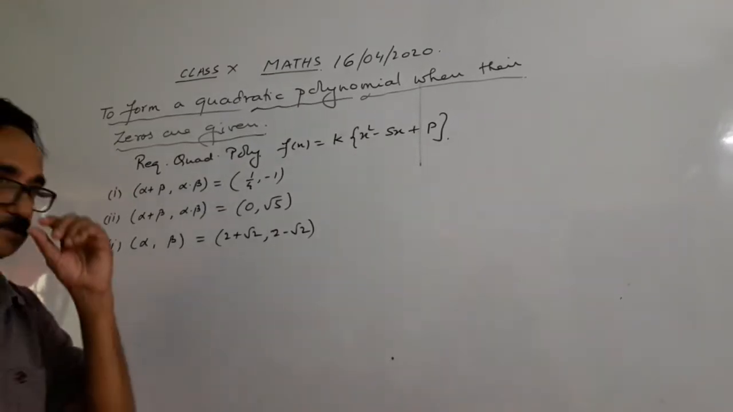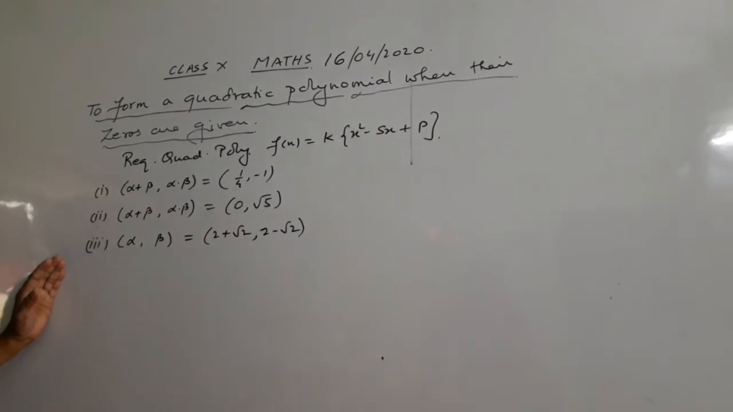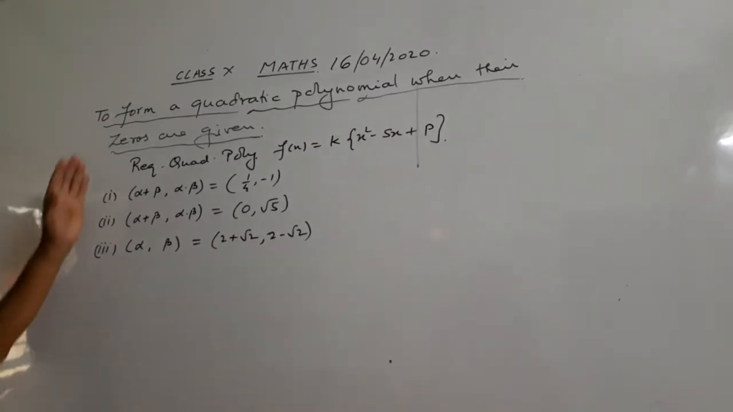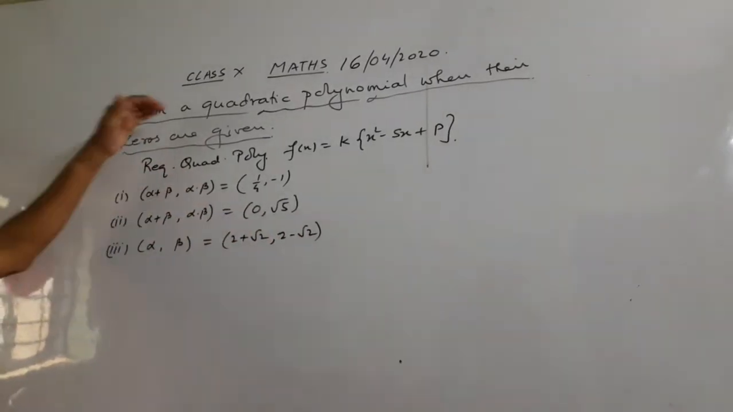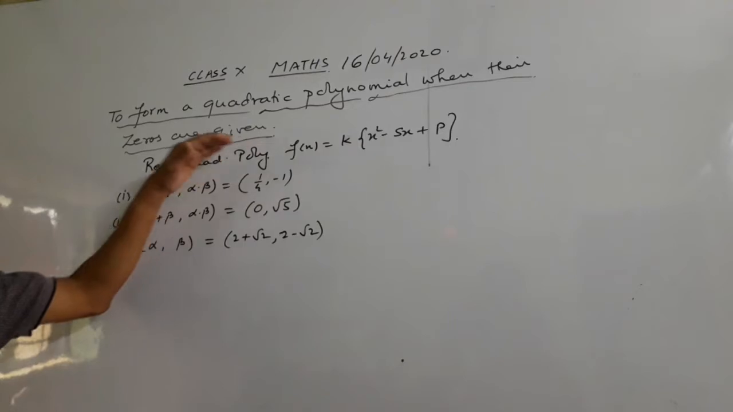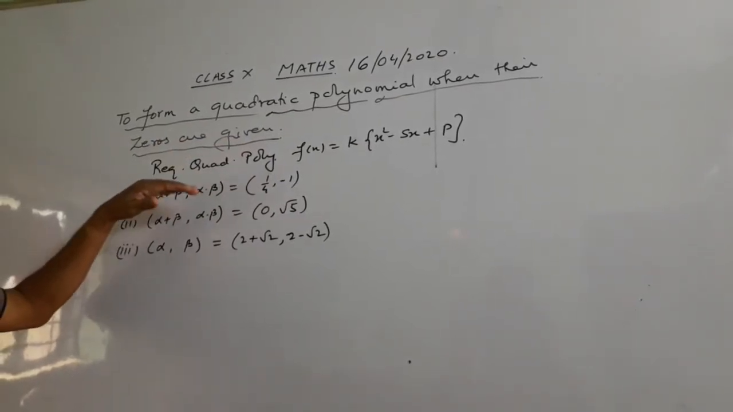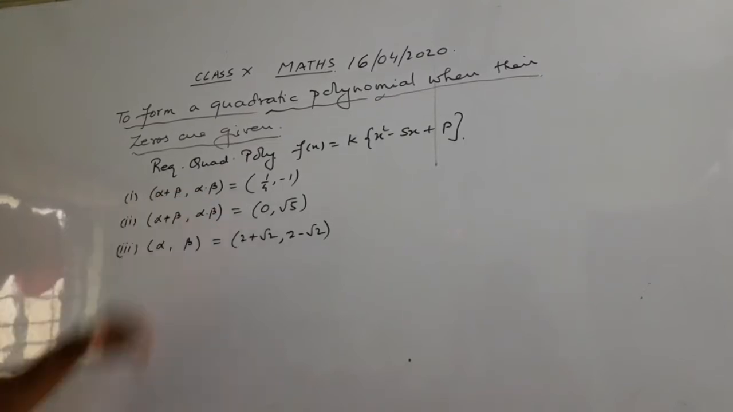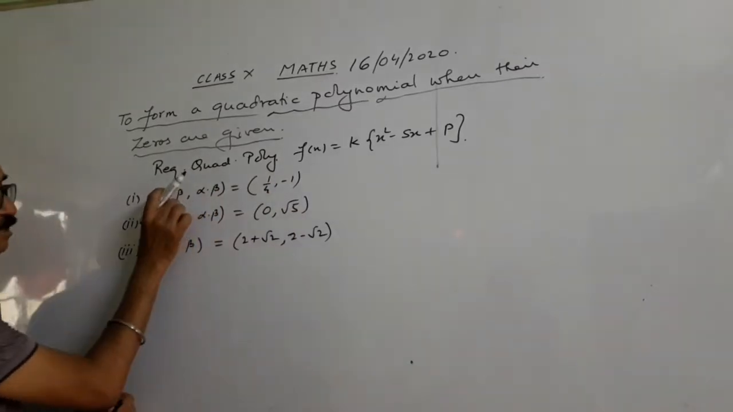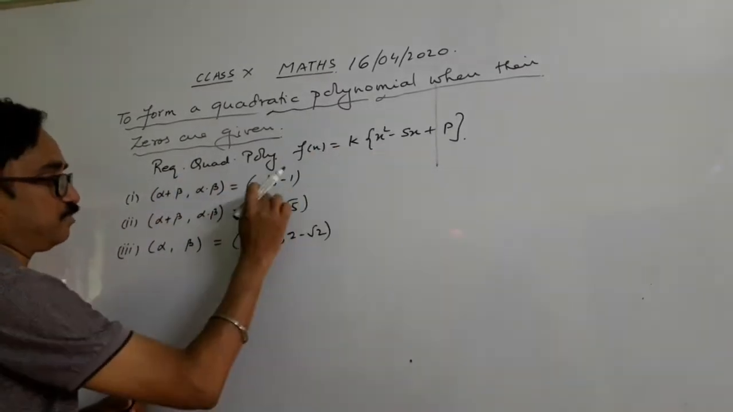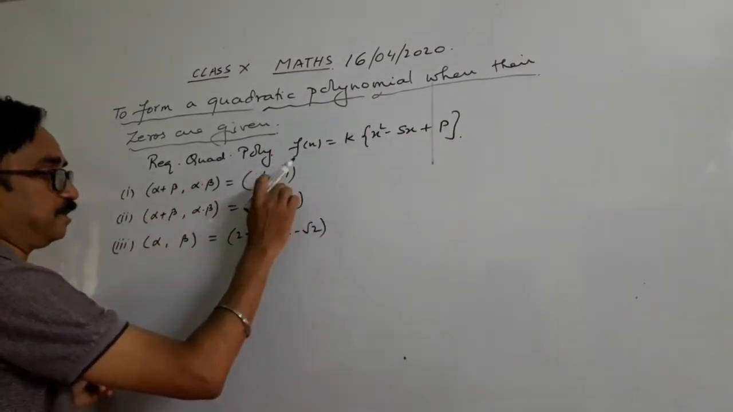So now, as in the previous class, I have taught you about the verification of the zeros and the coefficients of a quadratic polynomial. So today we are going to form a quadratic polynomial when their zeros are given, or the sum of the zeros and the product of the zeros are given. In the first question, alpha plus beta, the sum, is given as 1 by 4, and alpha into beta, the product, is given as minus 1.